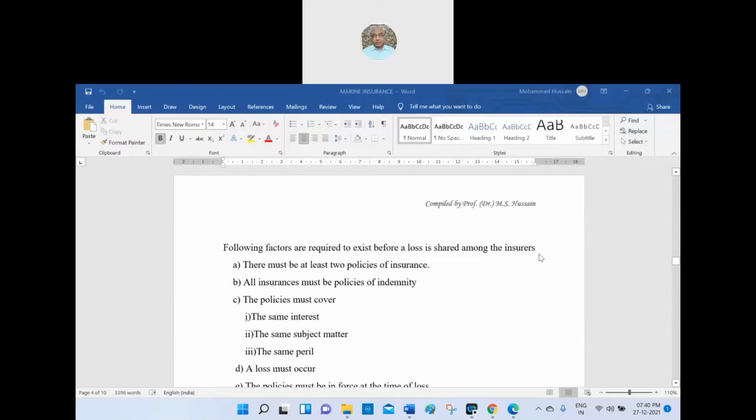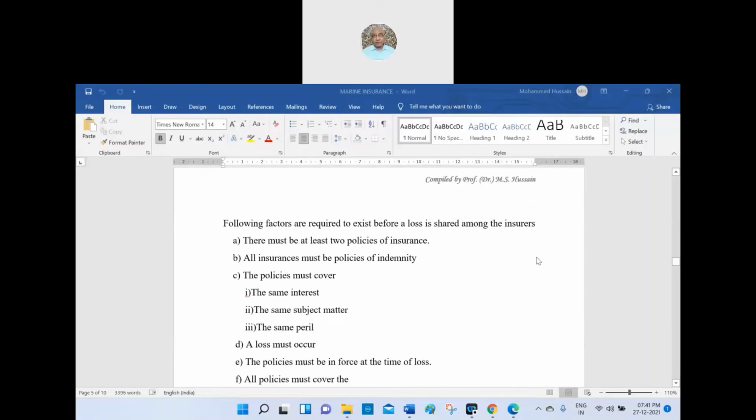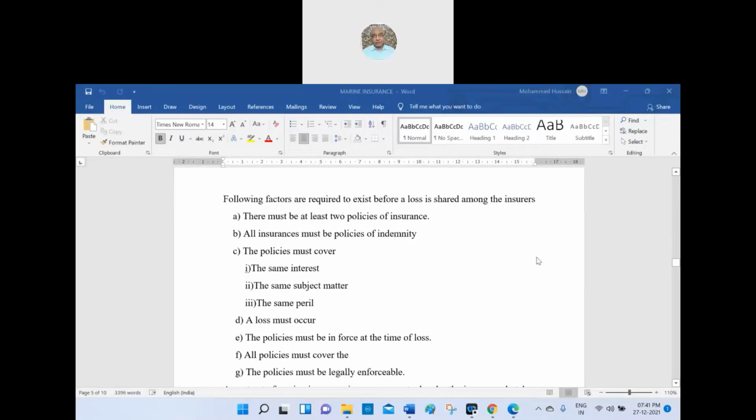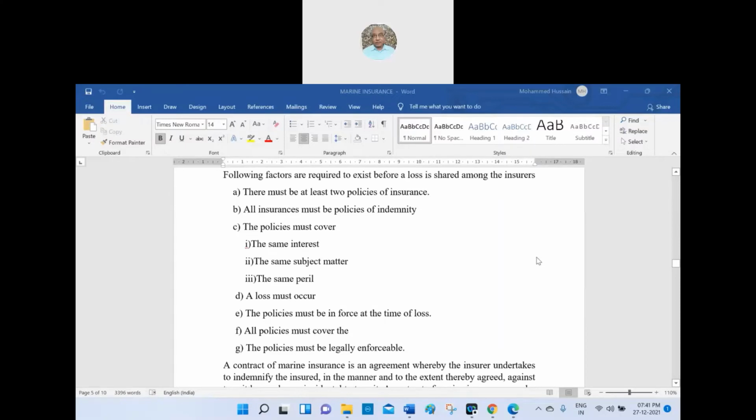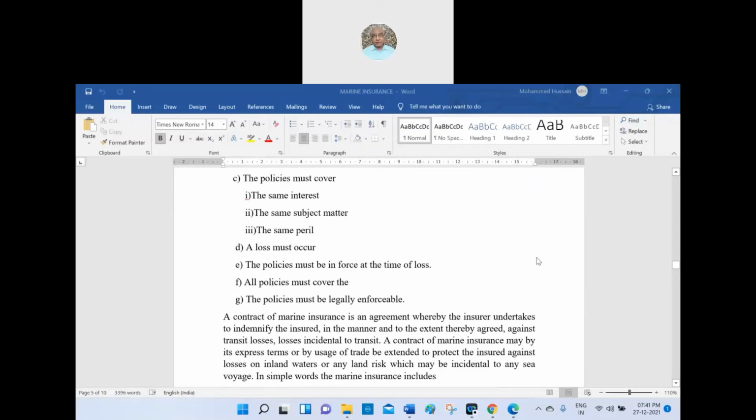There must be at least two policies of insurance when contribution comes. All the policies must be policies of indemnity, no doubt. The policies must cover the same interest, the same subject matter, and the same peril, or loss must occur. The policies must be in force at the time of loss. All policies must cover, and the policies must be legally enforceable.